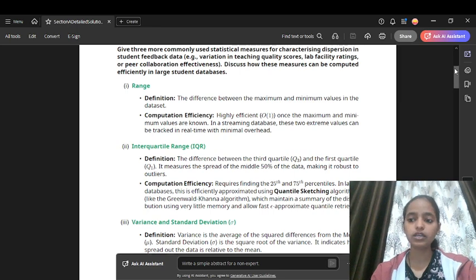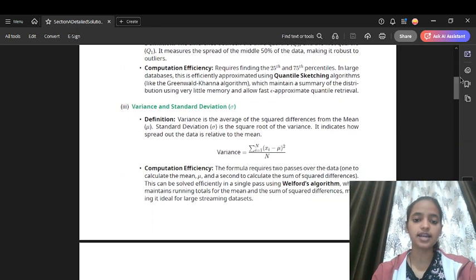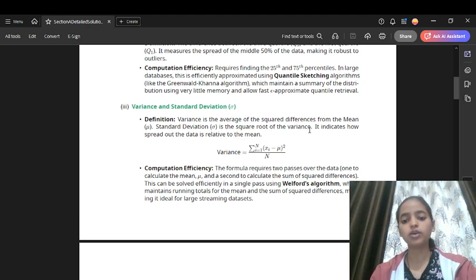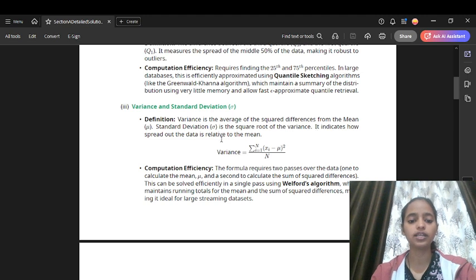Now, the third is variance and standard deviation. Definition: variance is the average of the squared difference from the mean mu. Standard deviation sigma is the square root of the variance. It indicates how spread out the data is relative to the mean. Now we have the formula of variance. Then computation efficiency: the formula requires two passes over the data, one to calculate the mean mu and a second to calculate the sum of squared differences. This can be solved efficiently in a single pass using Welford's algorithm, which maintains running totals for the mean and sum of squared differences, making it ideal for large streaming datasets.